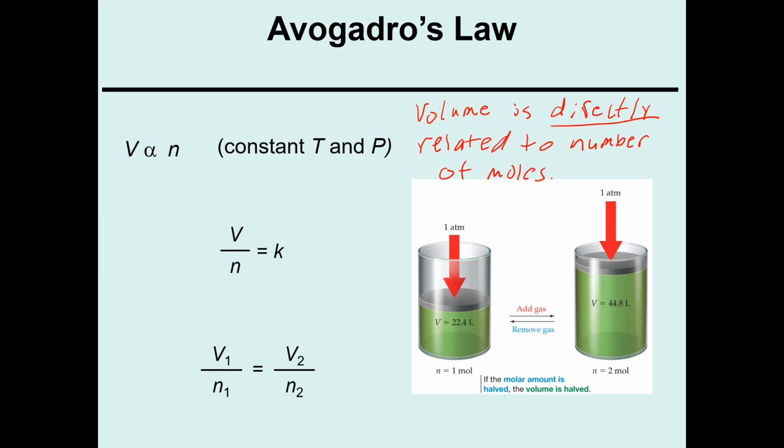So another way of putting this is volume over number of moles is equal to some constant, or again, the form that's more useful to us is V1 over N1 is equal to V2 over N2. I'm not going to show an example problem for every single one of these because they're very similar to how we work out Charles's law. We will get more practice with these in class, but we're going to go ahead and finish discussing the gas laws in this video.